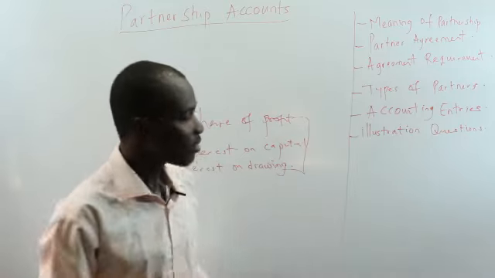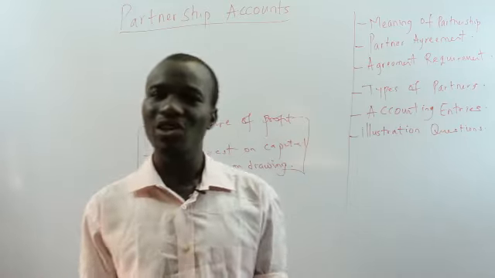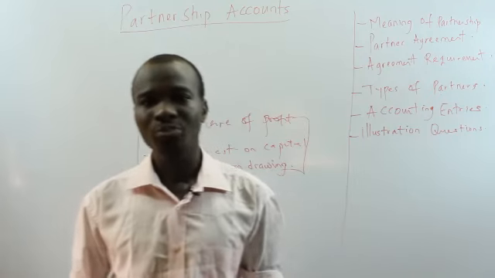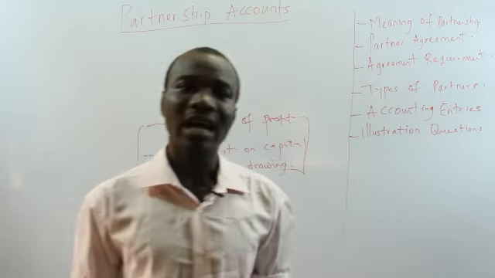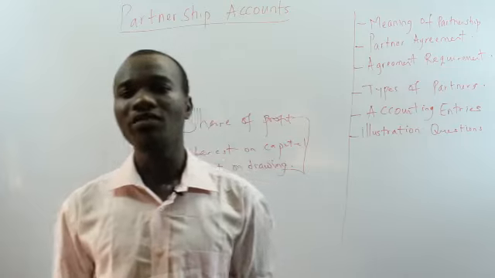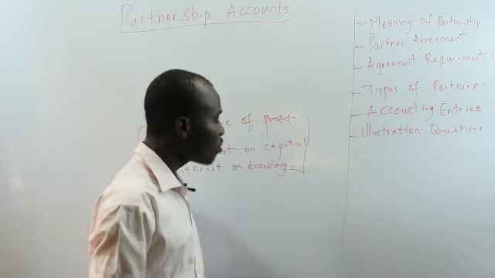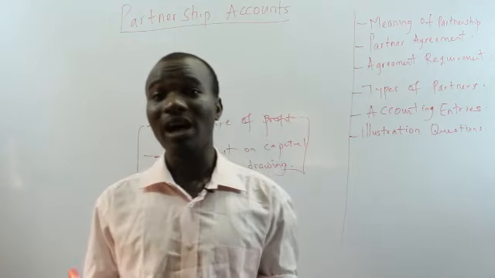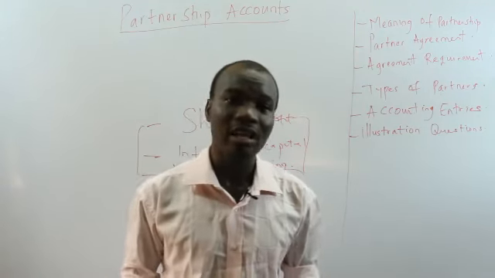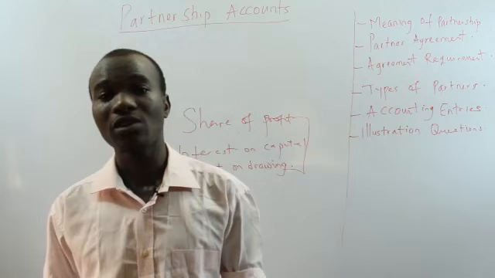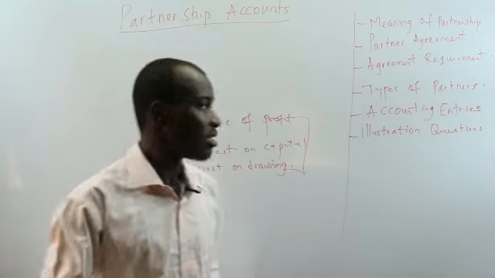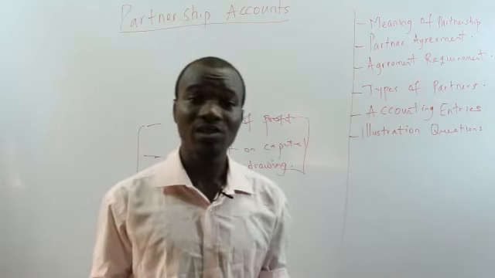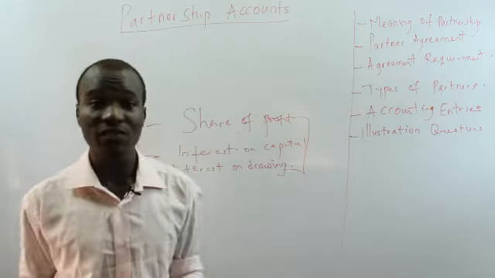So the accounting entry for interest on capital is to debit the appropriation account with the interest on capital and also credit the capital account or current account of the partners. That is the accounting entry for interest on capital whenever interest is being given to partners.